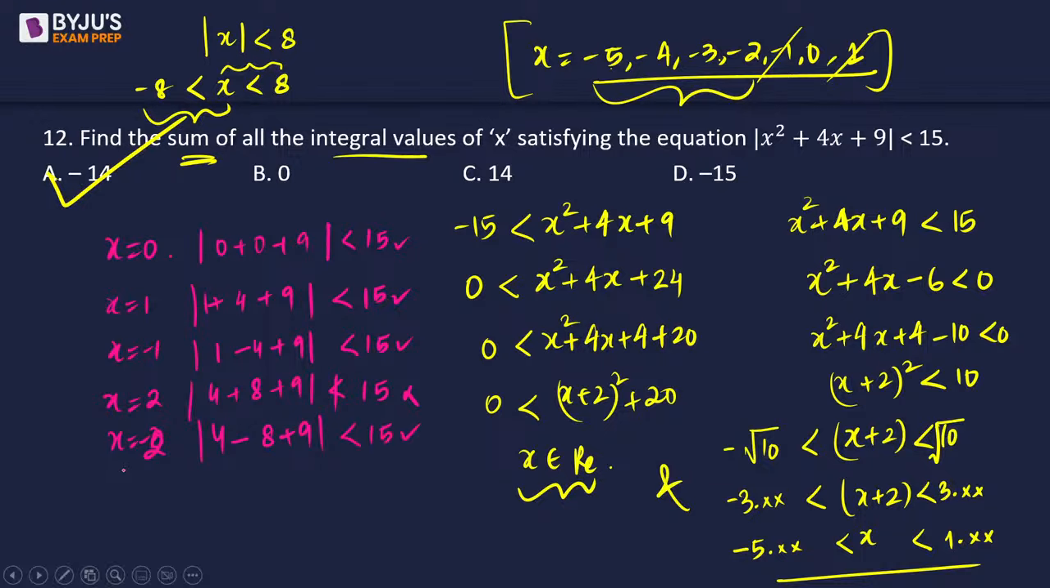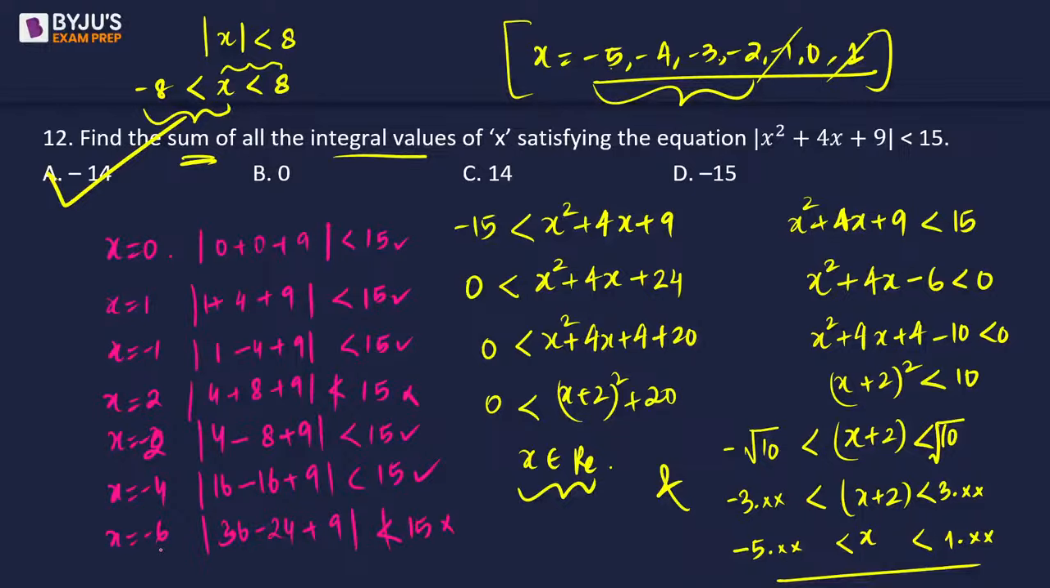अब minus 2 आ गया ना, तो now jump. 2, 3 का jump ले लो. Suppose if I take x is equal to minus 4. So this is going to be 16 minus 16 plus 9, which is less than 15. It is, right? अब फिर 2 का jump ले लो, x is equal to minus 6. So this is going to be 36 minus 24 plus 9, which is 21, which is not less than 15.